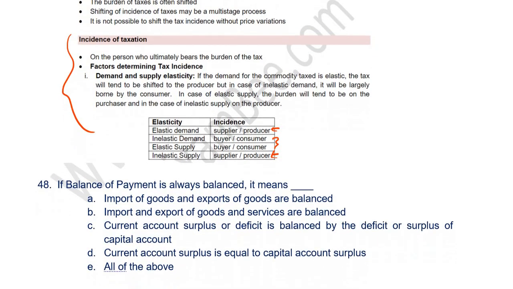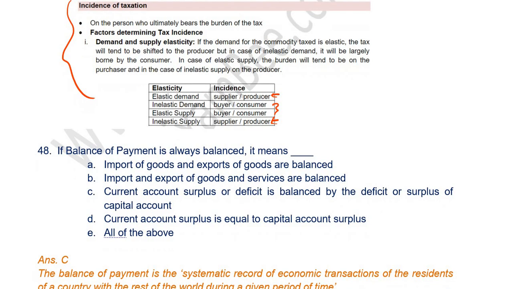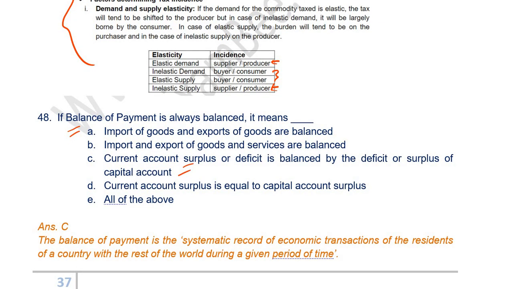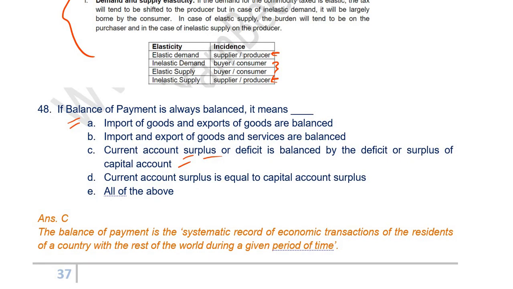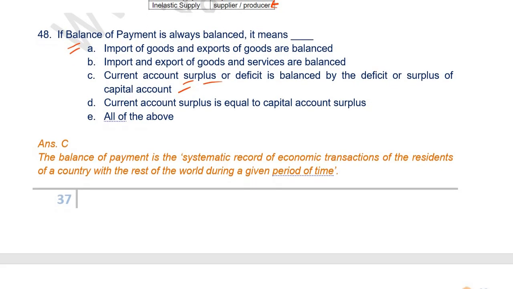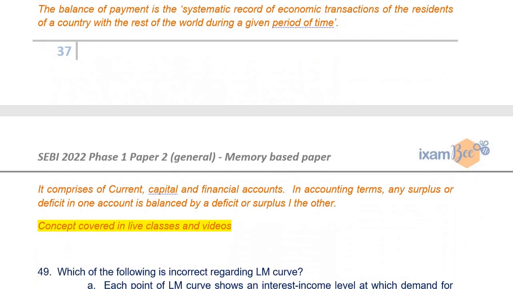Next question related to a conceptual theoretical understanding of balance of payments. There are two components of balance of payments, the current account and the capital account. So mathematically or from an accounting point of view, when there is a current account surplus, it is equated by a deficit in the capital account and vice versa. So very simple theoretical concept asked on balance of payments.